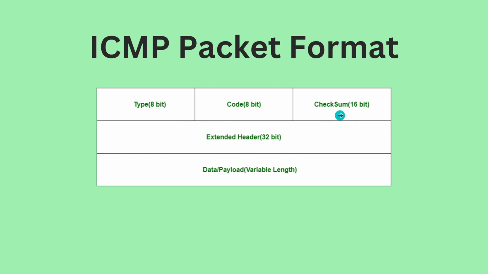Next we have the checksum. The checksum is used to check the number of bits of the complete message and enables ICMP to ensure that complete data is delivered. The next 32 bits of the ICMP header are the extended header, which has the work of pointing out the problem in the IP message. And at the last we have the data payload, which is of variable length.